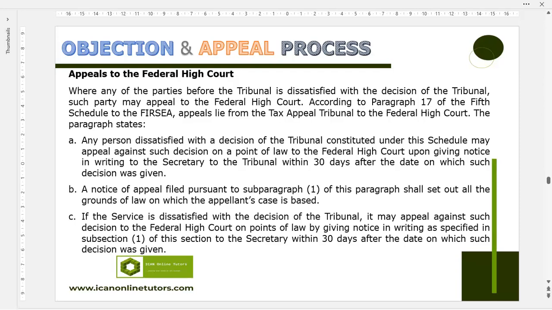Now we are at the Federal High Court. What are we presenting at the Federal High Court? That decision reached by the tribunal must also form part of the schedule that we'll be submitting to the Federal High Court because we are aggrieved. And paragraph 17 of the fifth schedule allows us. Okay, so appeals from the tax appeal tribunal lie to the Federal High Court.